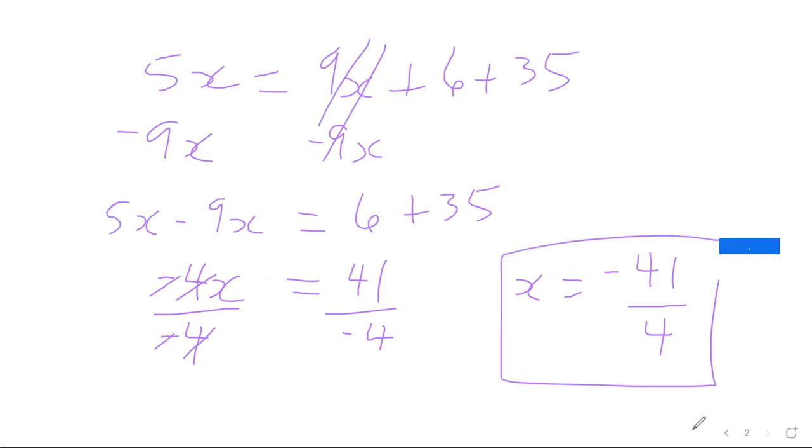So with this one, you've got to do a little bit more. But if there are two fractions, you have to always cross multiply. Two fractions with an equal sign in the middle, just cross multiply and solve the equation.